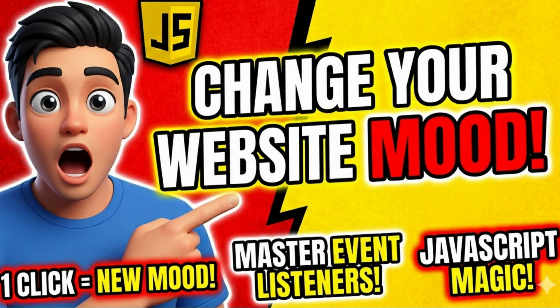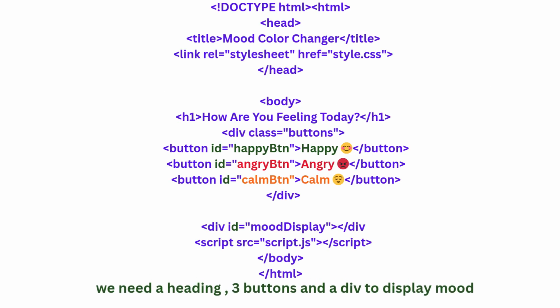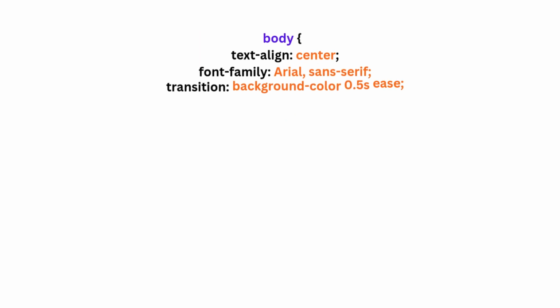In today's interactive JavaScript project, we'll create 3 buttons: happy, angry, and calm. When you click these buttons, the background color changes and an emoji appears. The vibe of the page transforms instantly.